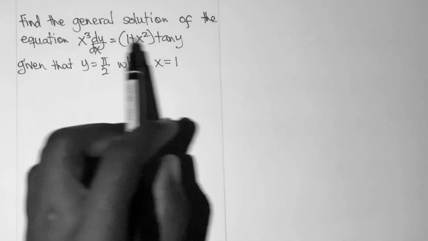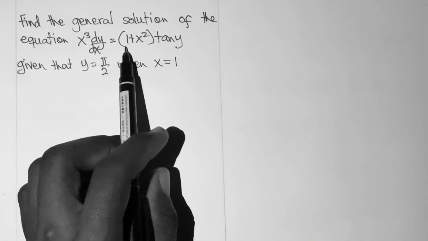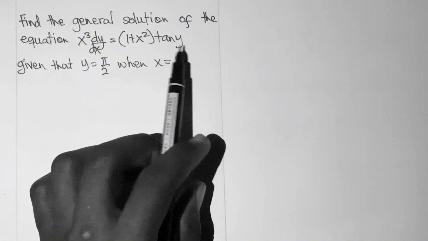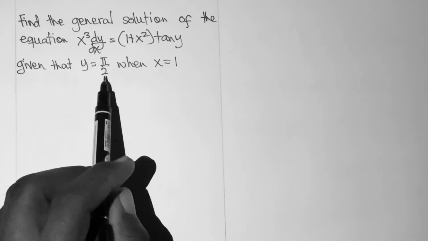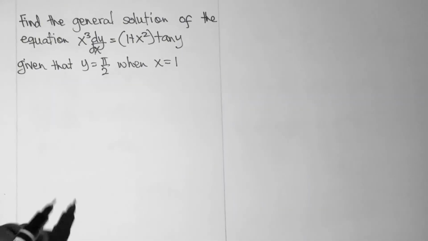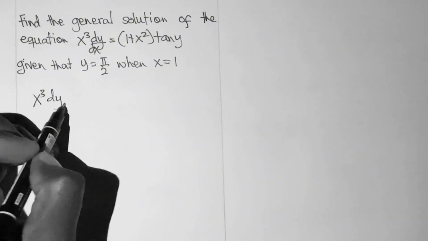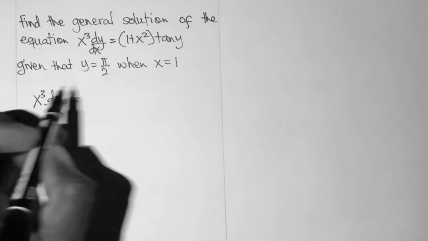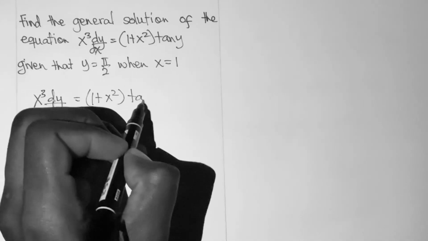Find the general solution of the equation x cubed dy/dx equals (1 plus x squared) times tan y, given the boundary conditions that y is equal to pi over 2 when x is equal to 1. So the equation is x cubed dy/dx equals (1 plus x squared) tan y.